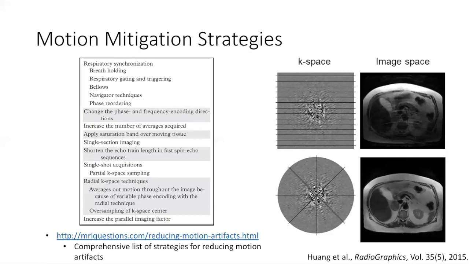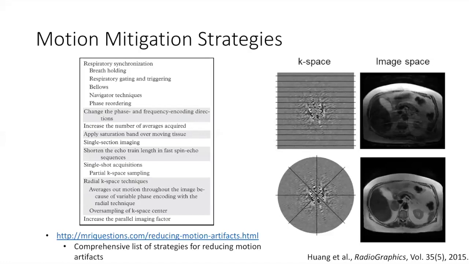With regards to respiration, you could have gating and triggering. Similarly with cardiac, you can use gating and triggering so that you're acquiring only at certain points to minimize the motion. It just makes for a longer sequence, but it certainly helps.